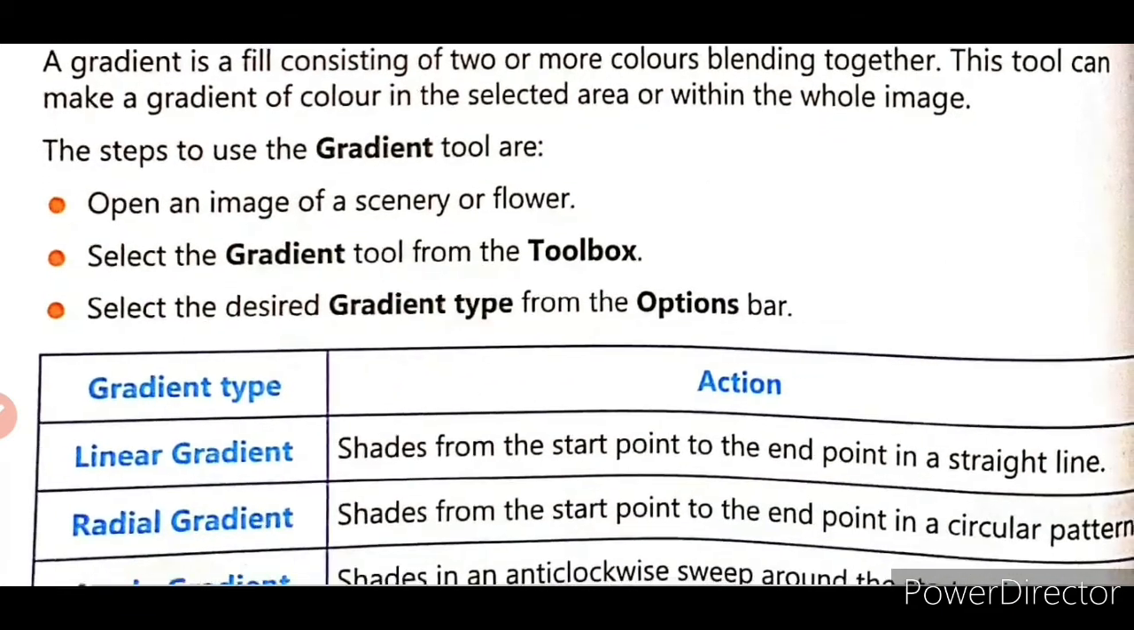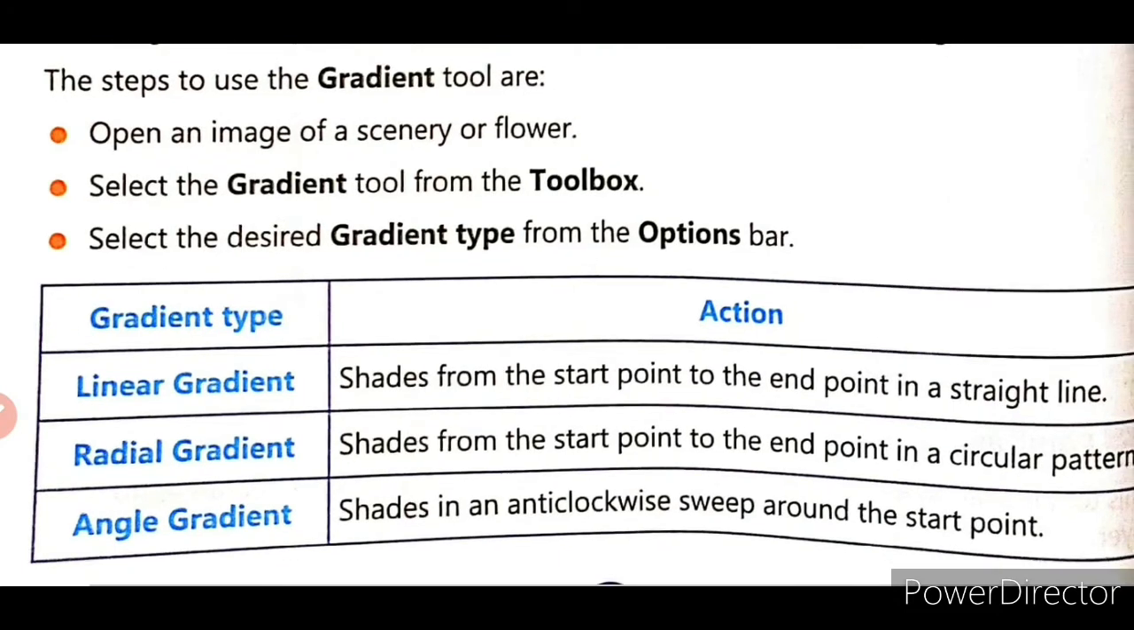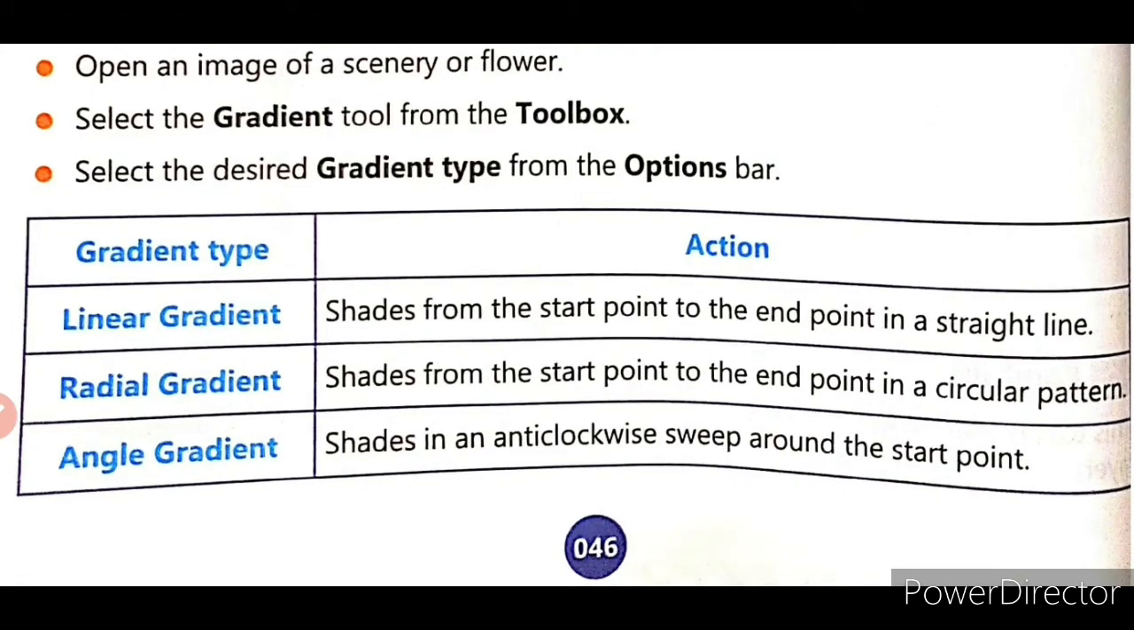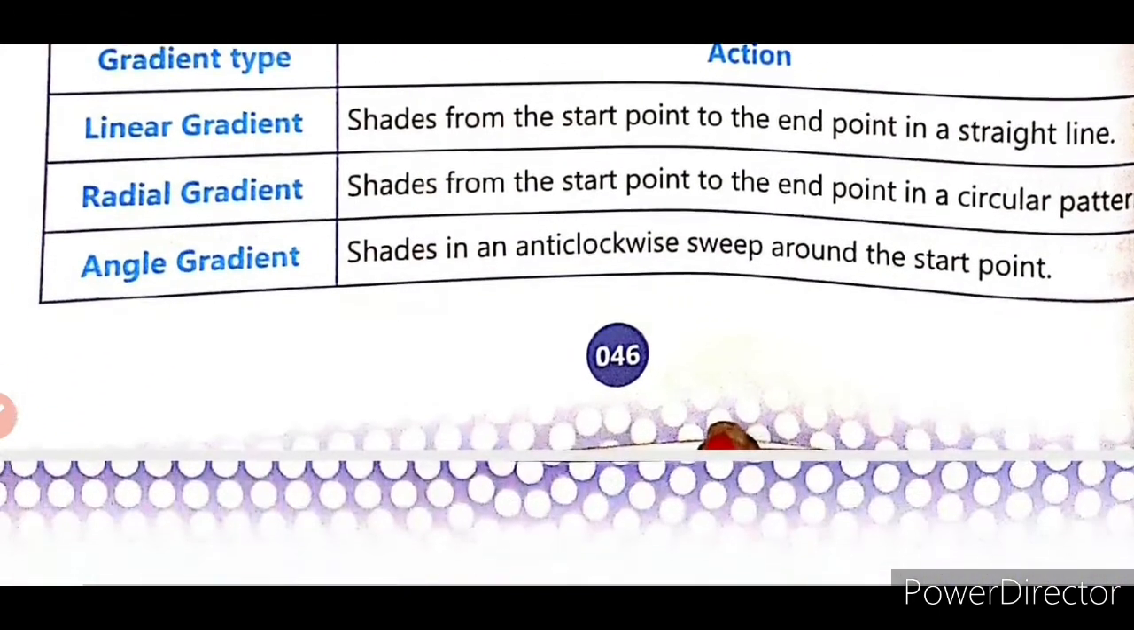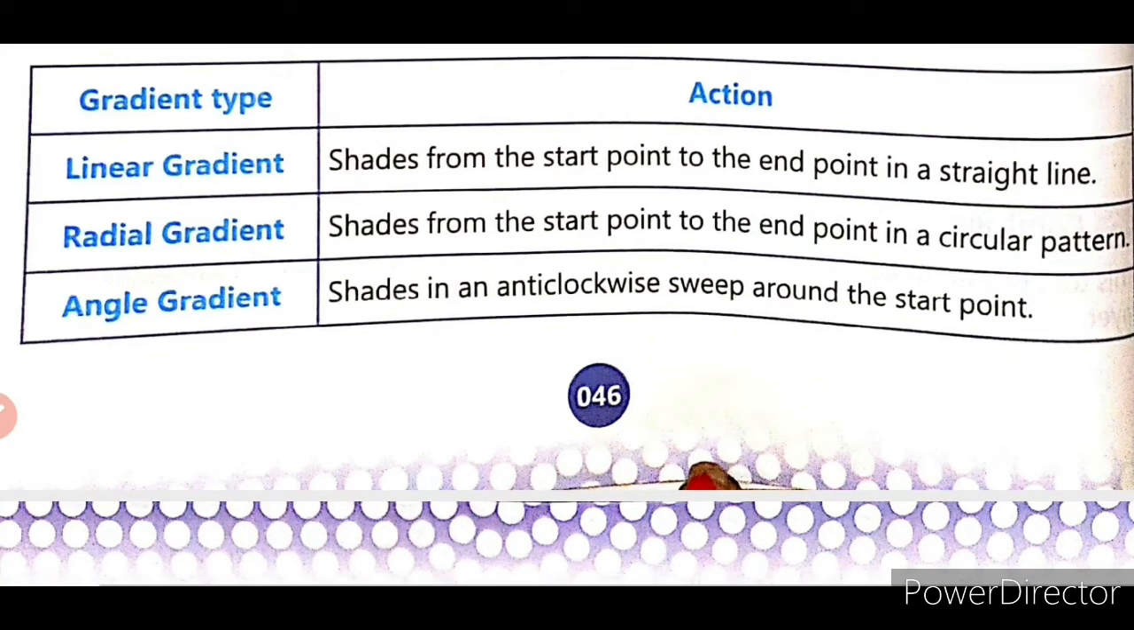So let's see the steps. Open an image of a scenery or flower. Select the gradient tool from the toolbox. Select the desired gradient type from the options bar. See children, you will have three different gradient types. Linear gradient, shades from the start point to the end point in a straight line. So your shades will appear from the starting point to the ending point in a straight line.